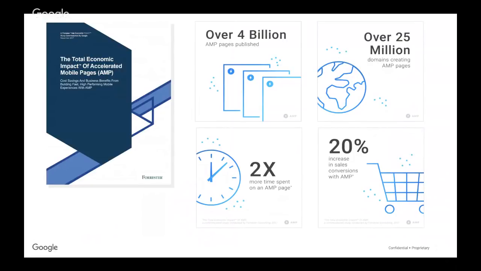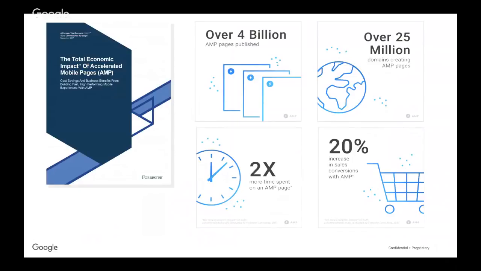I would highly recommend all of you to go through it. In that report that Forrester did around the total economic impact of AMP, they discuss some of these points, like almost 4 billion AMP pages have been published all over the world across 25 million domains, which is an absolutely huge scale.